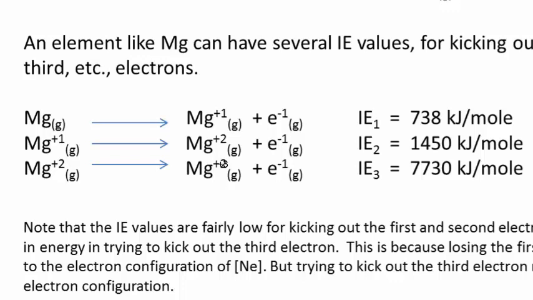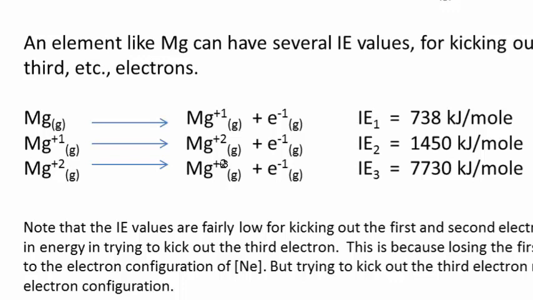Okay, now follow this next argument. But to kick out a third electron to form magnesium plus 3 takes a much larger amount of energy. So essentially the key here is that to kick out 1 electron takes about 730 kilojoules. The second electron, about 1,450 kilojoules, but to kick out the third electron requires a much larger amount of energy. Now, why is that the case?